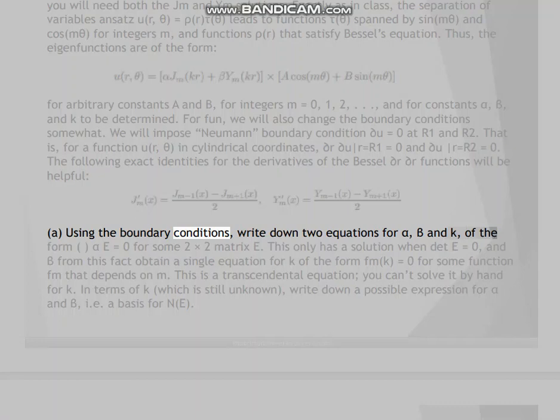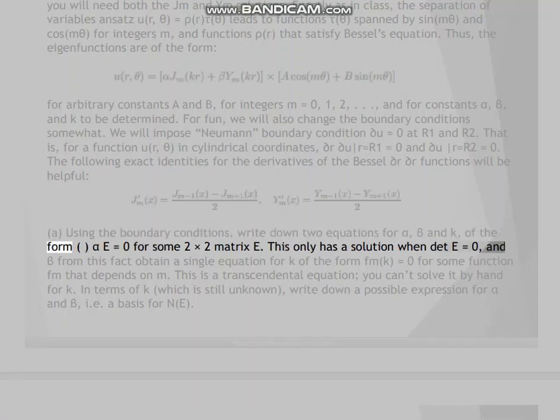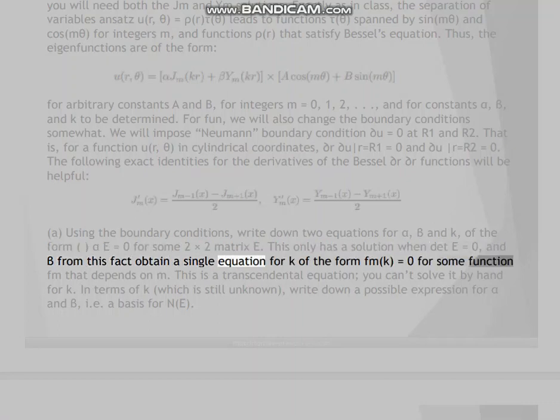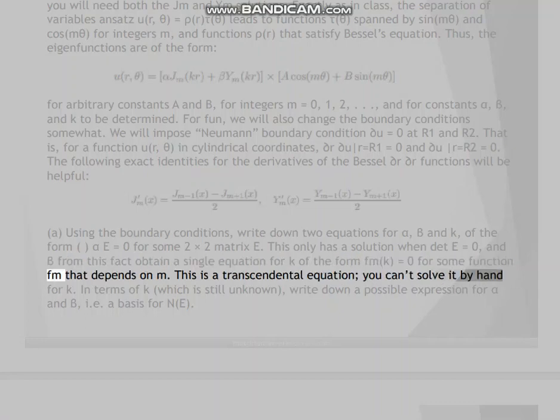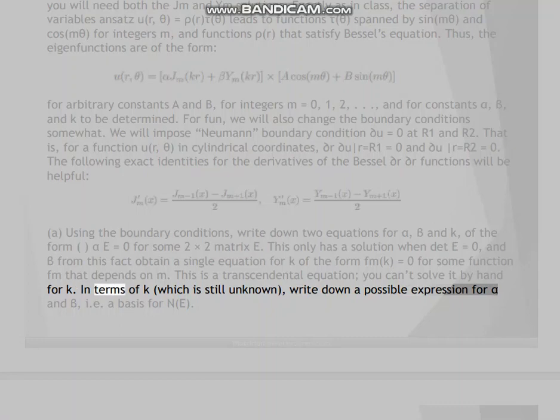Using the boundary conditions, write down two equations for α, β, and k, of the form E(α, β) = 0 for some 2 by 2 matrix E. This only has a solution when det E = 0, and from this fact obtain a single equation for k of the form f_m(k) = 0 for some function f_m that depends on m. This is a transcendental equation, you can't solve it by hand for k. In terms of k, which is still unknown, write down a possible expression for α and β, i.e. a basis for the null space of E.